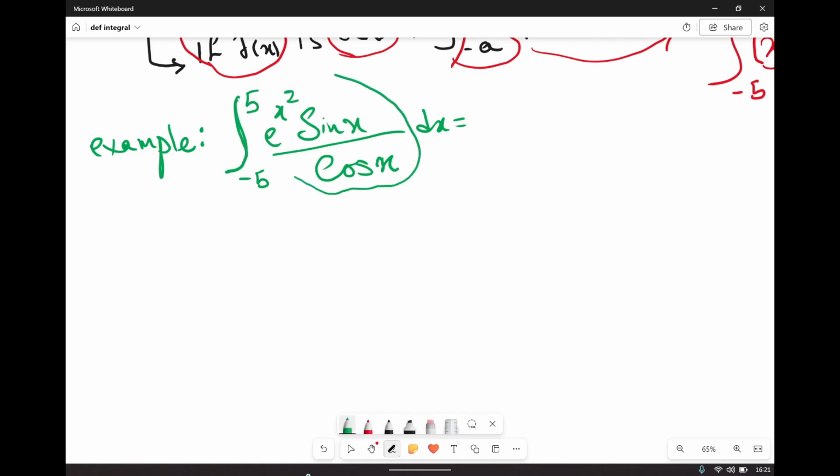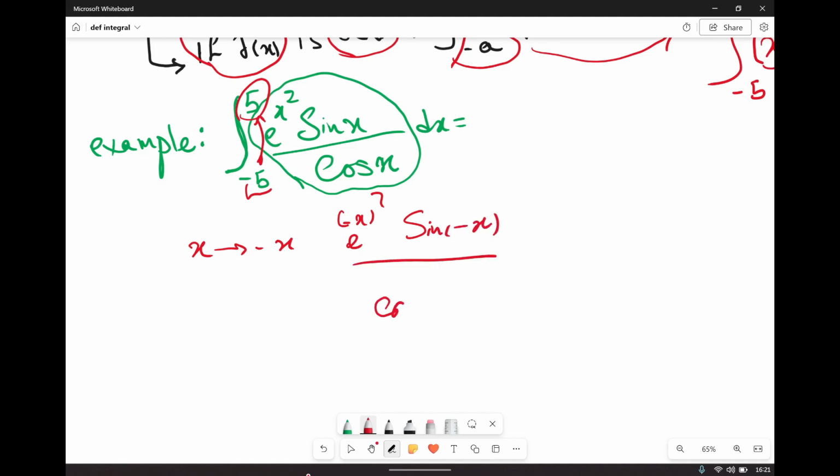This function we're going to calculate between minus 5 and 5. At first, I check whether it is odd or even because our interval is symmetric. Instead of x, I put minus x. If I put minus x, x to the power 2, sine of minus x, cosine of minus x. We know the cosine of minus x is exactly cosine x, but outside, minus x to the power 2 is exactly x squared.